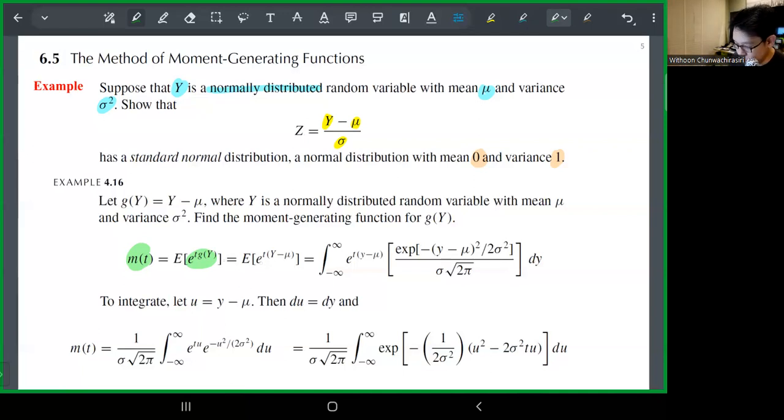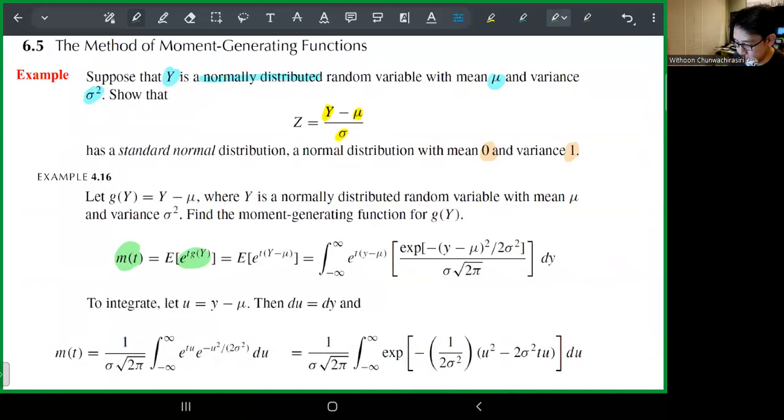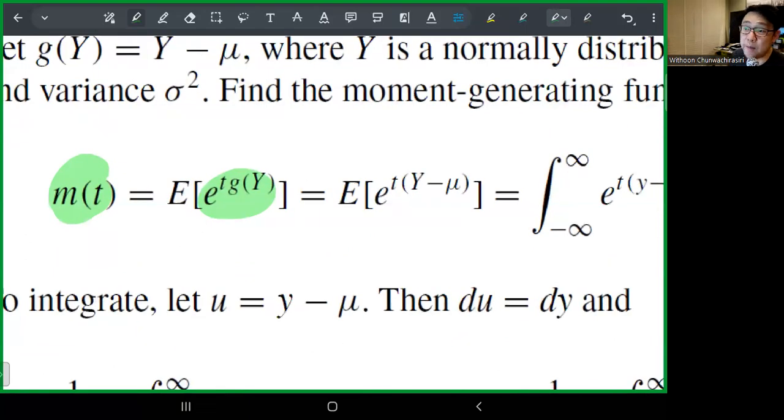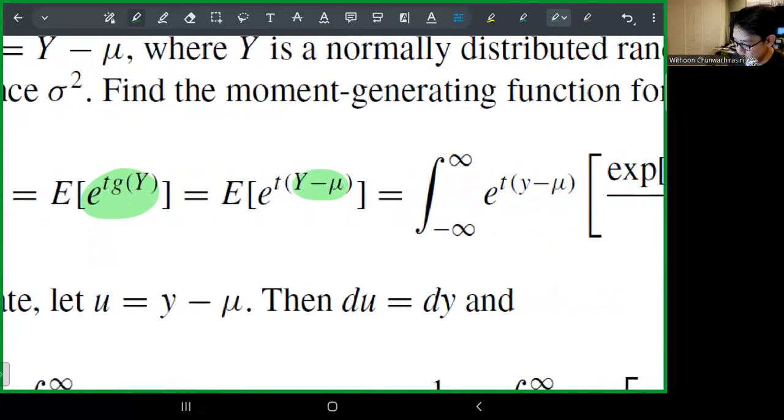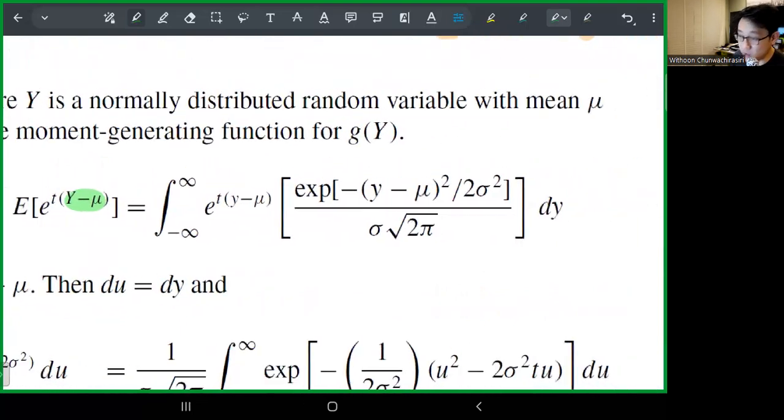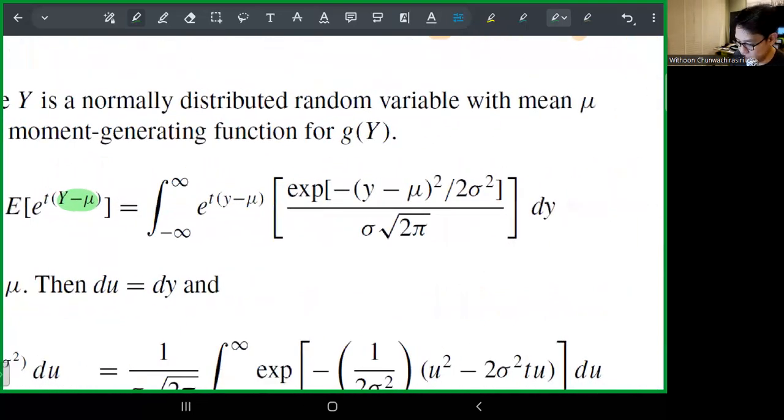So what is the expectation of e to the tG, where G is just Y minus mu? It's just replacing G, the function of Y, with Y minus mu. And now it's time for you to evaluate this expectation. It's still a simple expectation of whatever you plug in there, followed by the whole PDF, which is normal.